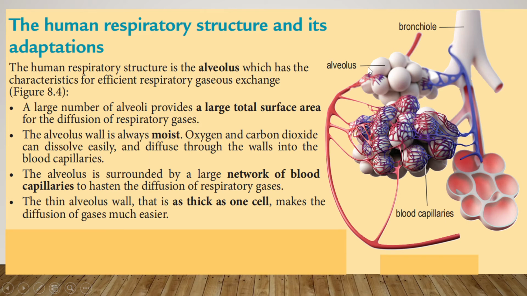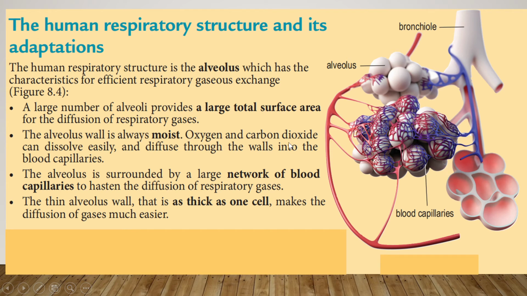What is the name? Alveolus. Okay, alveolus. So now these are the 4 adaptations just now. Large total surface area. How? By having a lot of them. Therefore it is giving us a large total surface area for diffusion of respiratory gases.